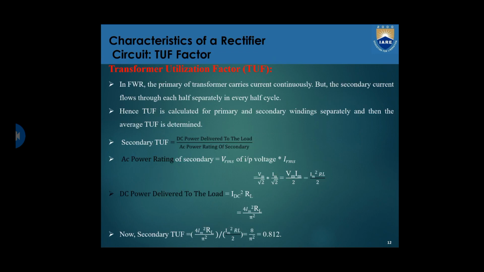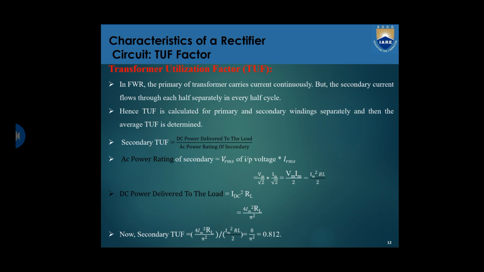Next, let us see the TUF, the transformer utilization factor. In a full wave rectifier, the primary of the transformer carries current continuously, but the secondary current flows through each half separately in every half cycle. Hence, TUF is calculated for primary and secondary windings separately, and then the average of TUF is taken.